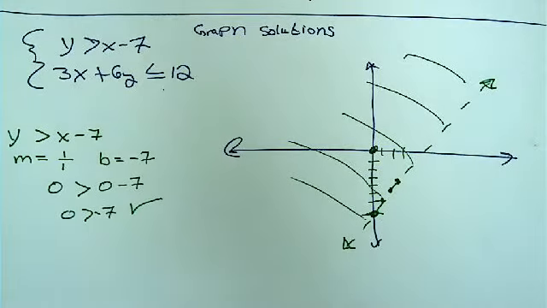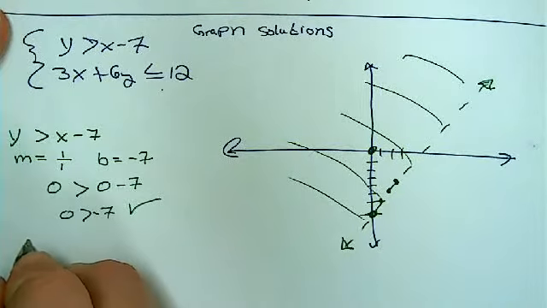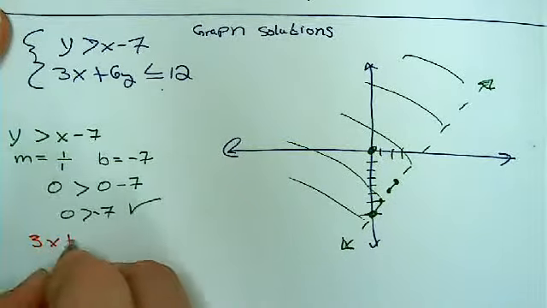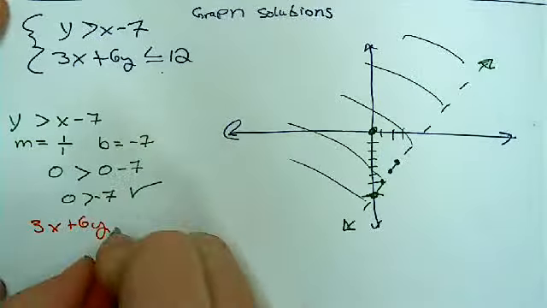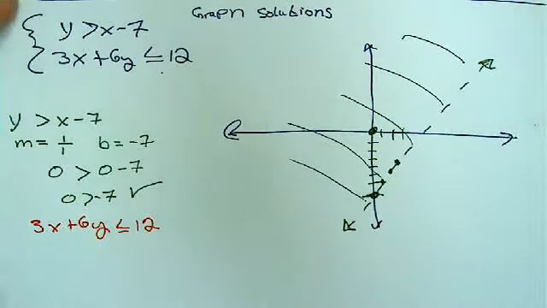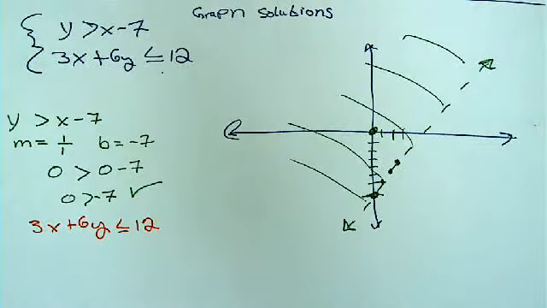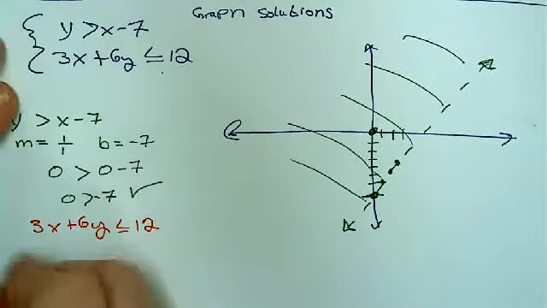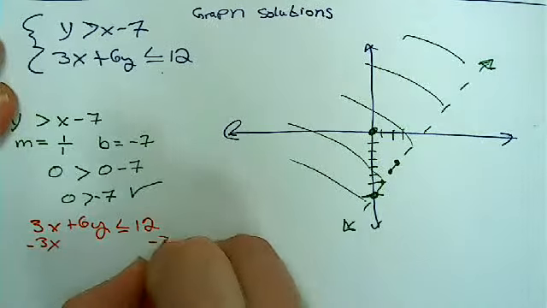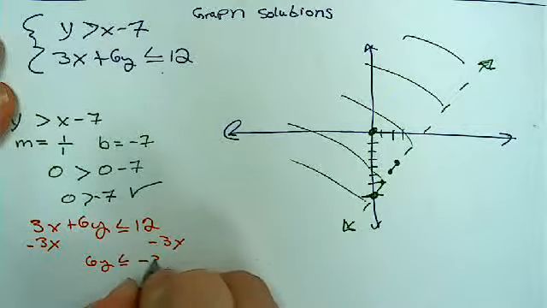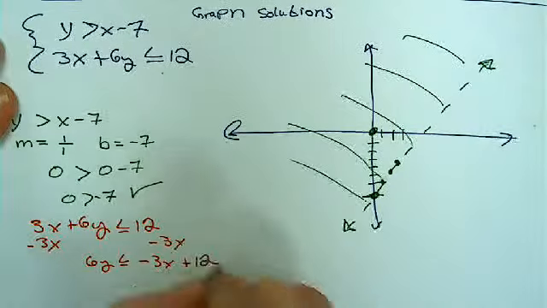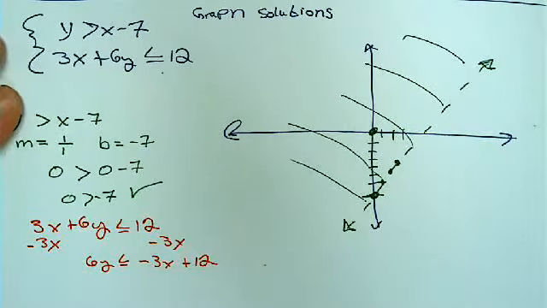Now let's use some red, it jumps out a bit better. So 3x plus 6y less than or equal to 12. Now I can't graph that as it is. I have to get it in slope-intercept form. So take away that 3x from both sides. That leaves me 6y is less than or equal to negative 3x plus 12. And then divide by 6.